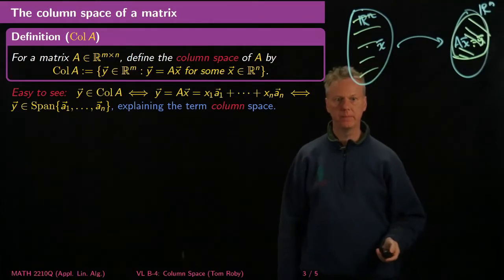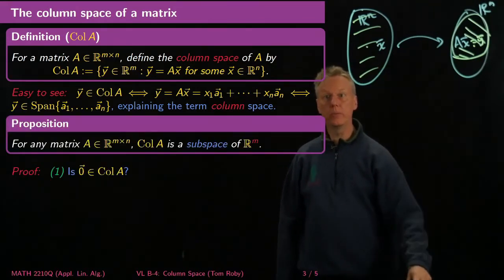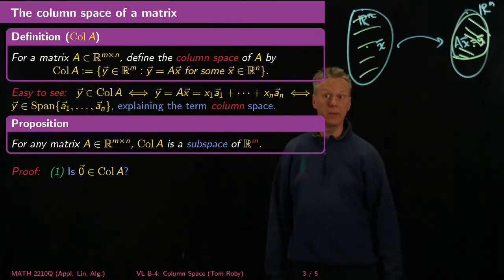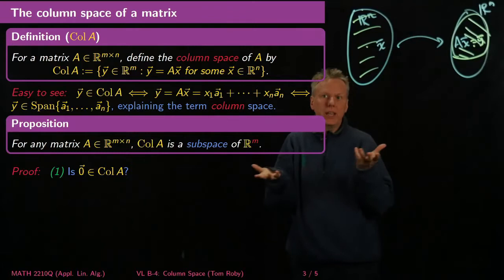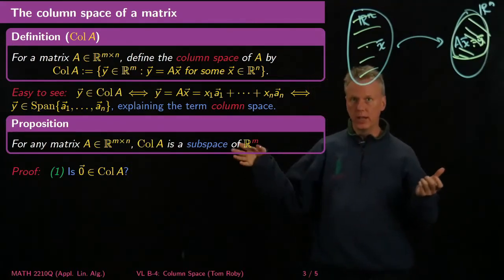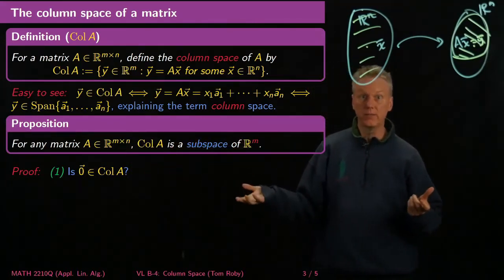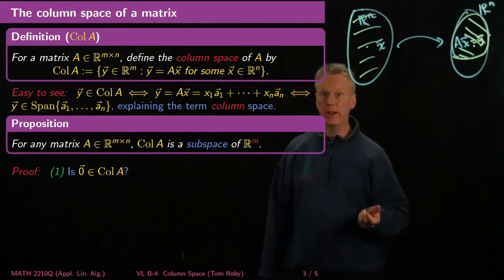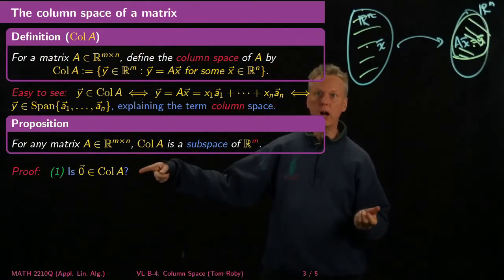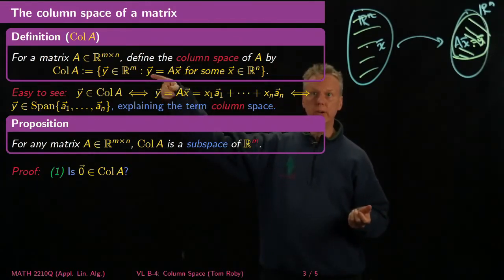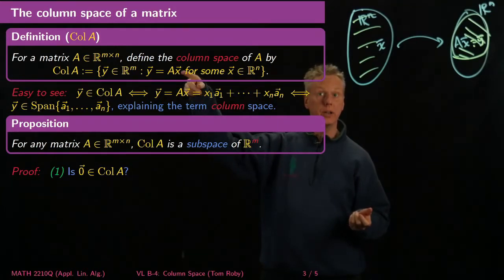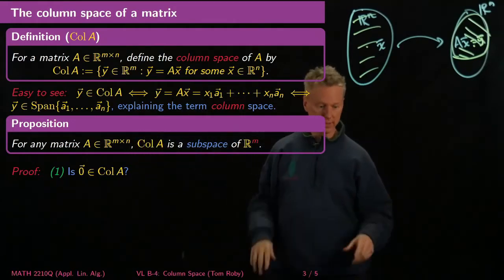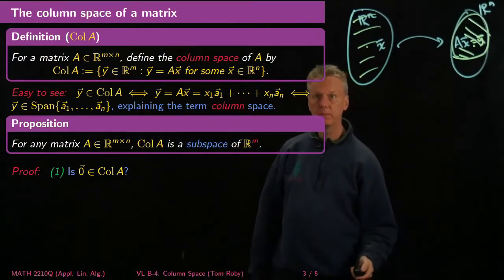Let's now look at a quick proposition, which is that the column space is actually a subspace of R to the M. So let's think about it from first principles first. What's the definition of a subspace? It has to satisfy three properties. It has to have a 0 vector, or some vector, so that it's not empty. Is 0 in the column space? Well, 0 is the image of some x under A. Which x should it be? 0, right? A times 0 is 0. So yes, 0 is in the column space.